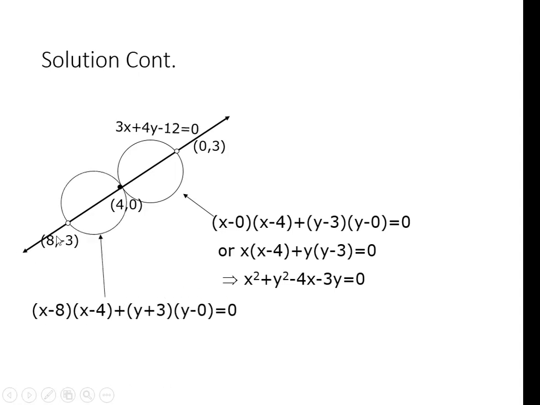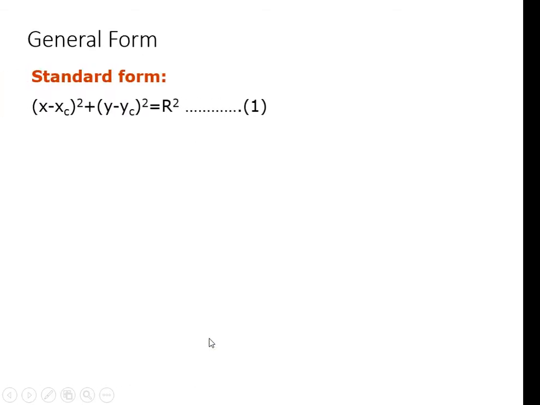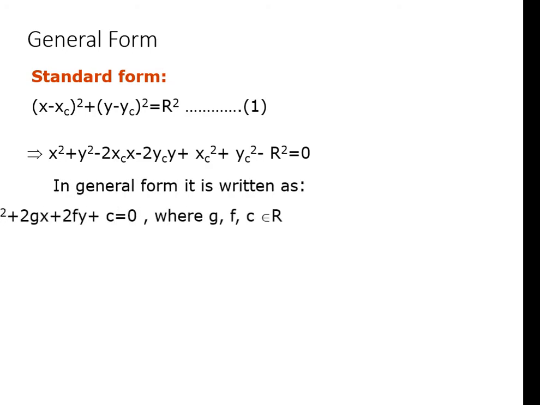So this side also, so this is x minus x1, x minus x2, y minus y1, that is plus 3, and y minus y1 is equal to 0. So we got the equation of the sphere. The standard form is (x minus xc) whole square plus (y minus yc) whole square, and when we open the square in general form, we get x square plus y square minus 2 xc x minus 2 yc y plus xc square plus yc square minus r square.